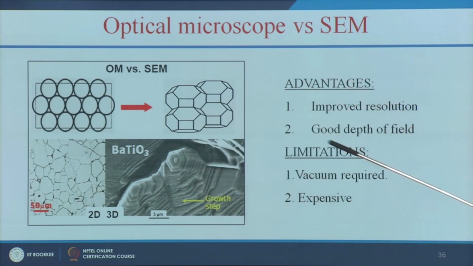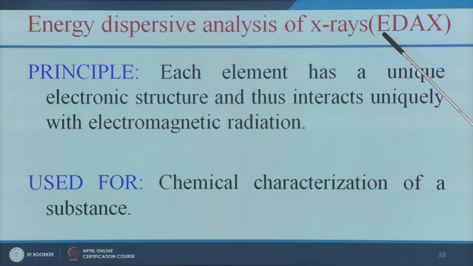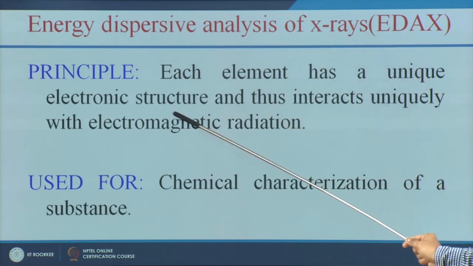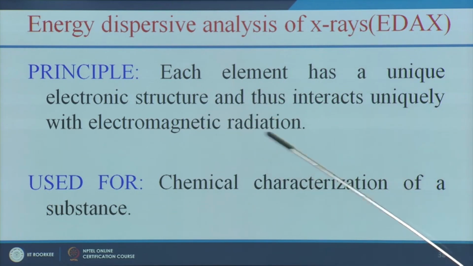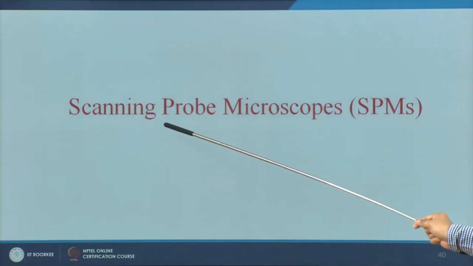So, what are the advantages of using this scanning electron microscope? We have improved resolution, and also a good depth of field. The limitations are that it requires a vacuum, and the equipment is expensive. Another advantage is that we can do energy dispersive analysis of X-rays. The principle is that each element has a unique electronic structure and thus interacts uniquely with electromagnetic radiation, so it can be useful for chemical characterization of a substance. If you see, this is your EDS result, that is an elemental analysis result. You will get the elements present in your sample, which can be measured using this EDS analysis.